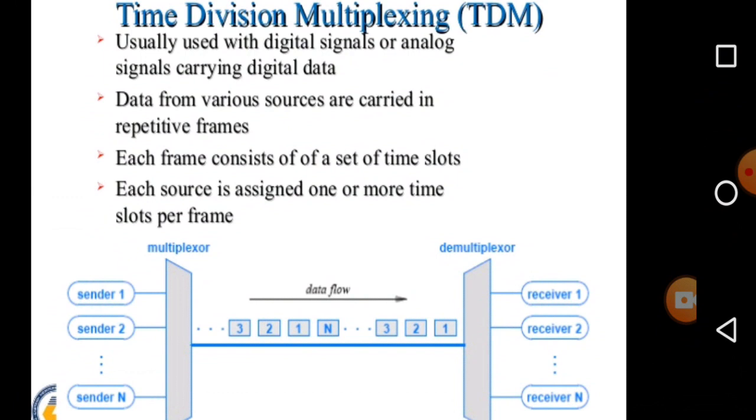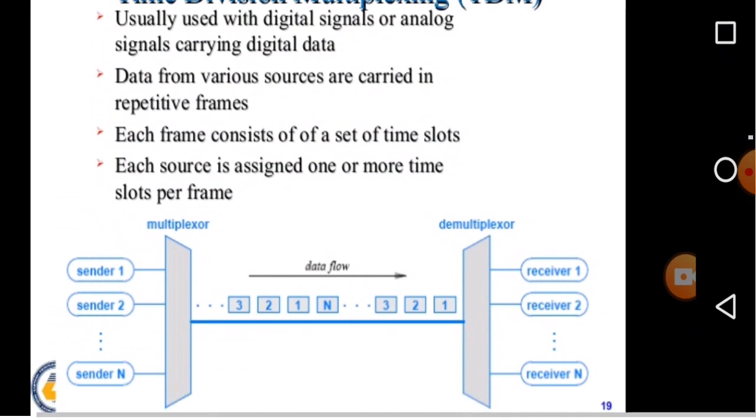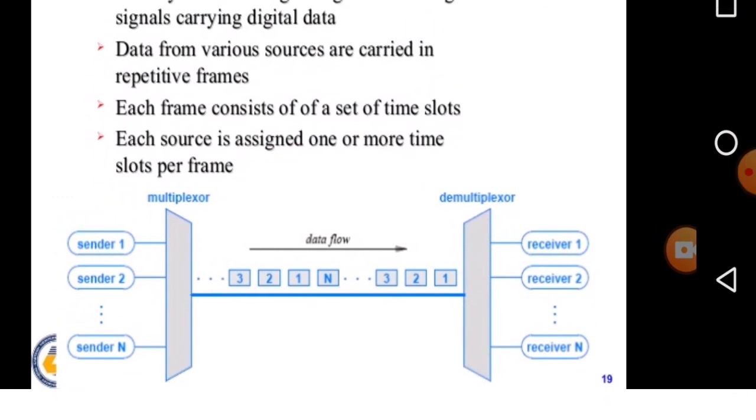Usually used with digital signals or analog signals carrying digital data. Data from various sources are carried in repetitive frames. Each frame consists of a set of time slots. Each source is assigned one or more time slots per frame.